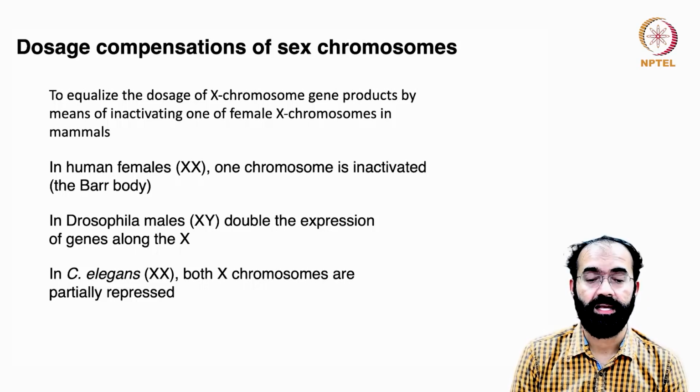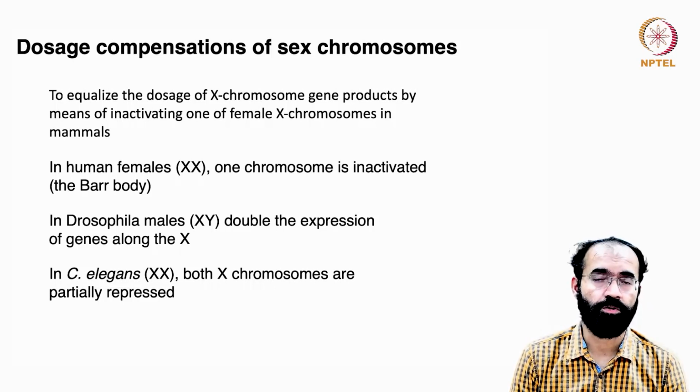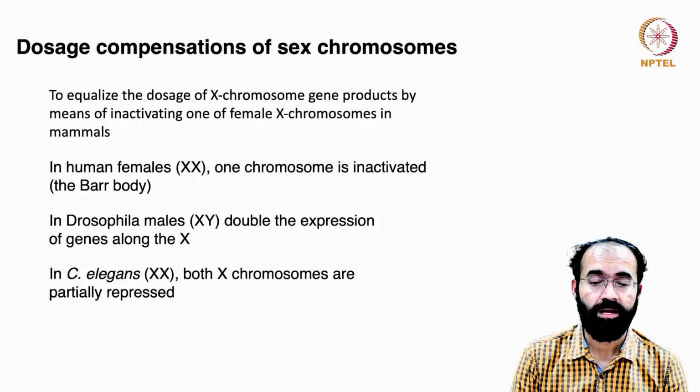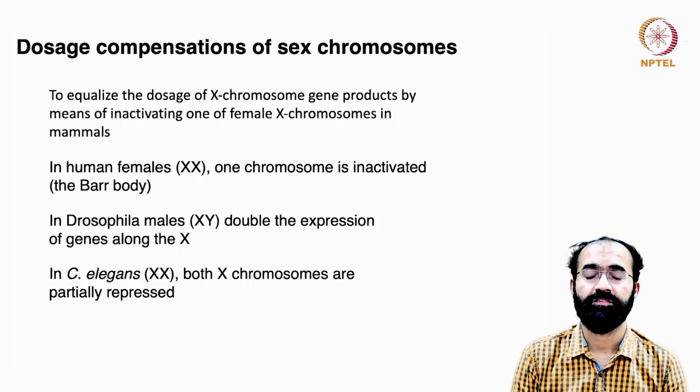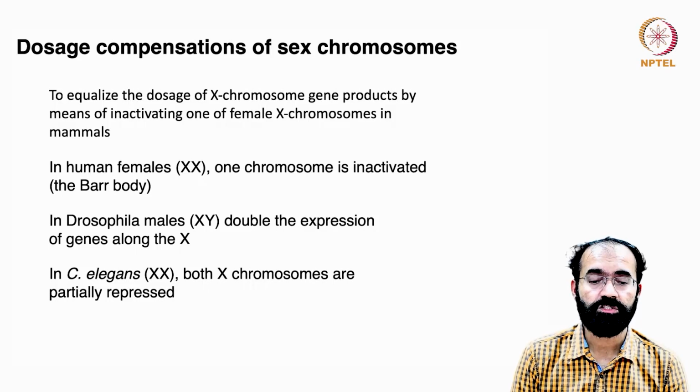In human females, normal human females will have 2 X chromosomes. One chromosome is inactivated and that is called the bar body. That can be seen under a light microscope. If you take a cell and stain it, and you see a highly dense or highly pigmented body in the nucleus, that is most likely a bar body, and that indicates that particular cell is from a female.